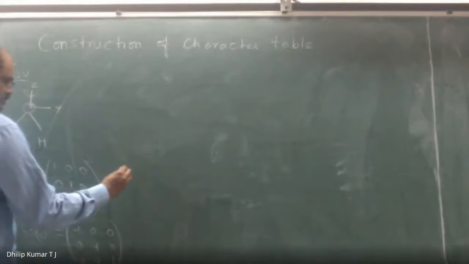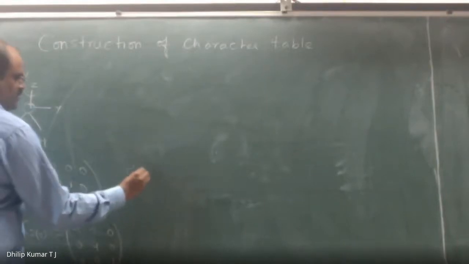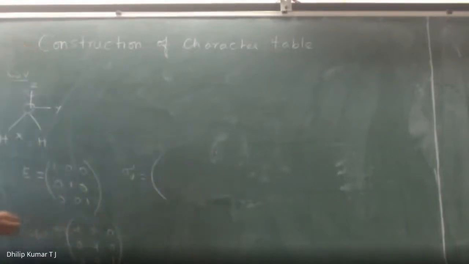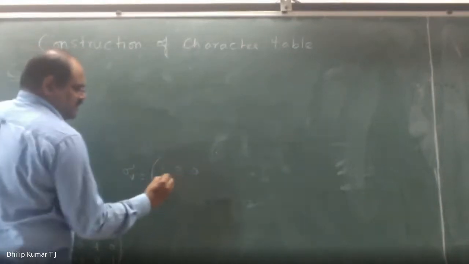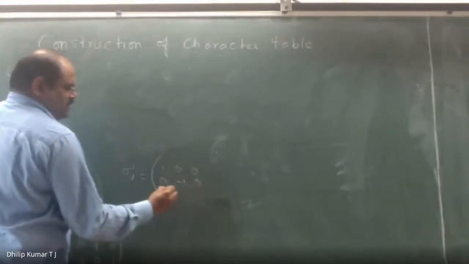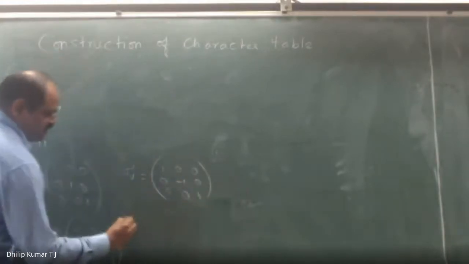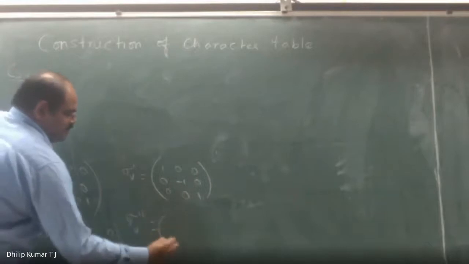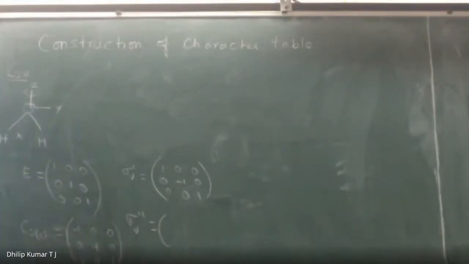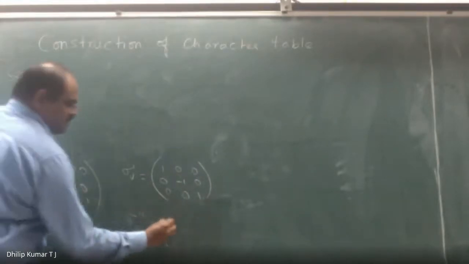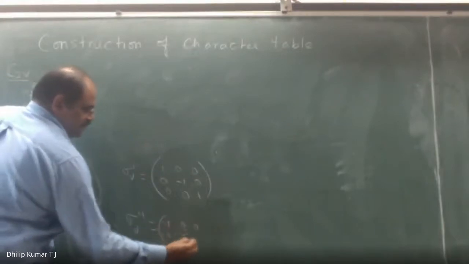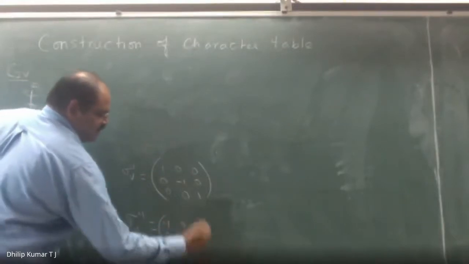And then similarly, we can write for sigma v prime a 3 by 3 matrix. If we cut the molecule into 2, y will change its sign, with 0, 0, 1 for z, whereas for sigma v double prime, x will change its sign. That's it.